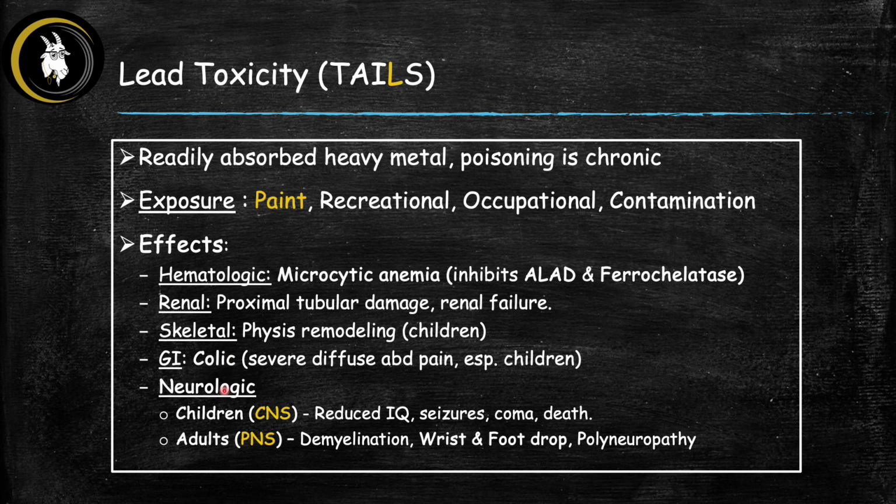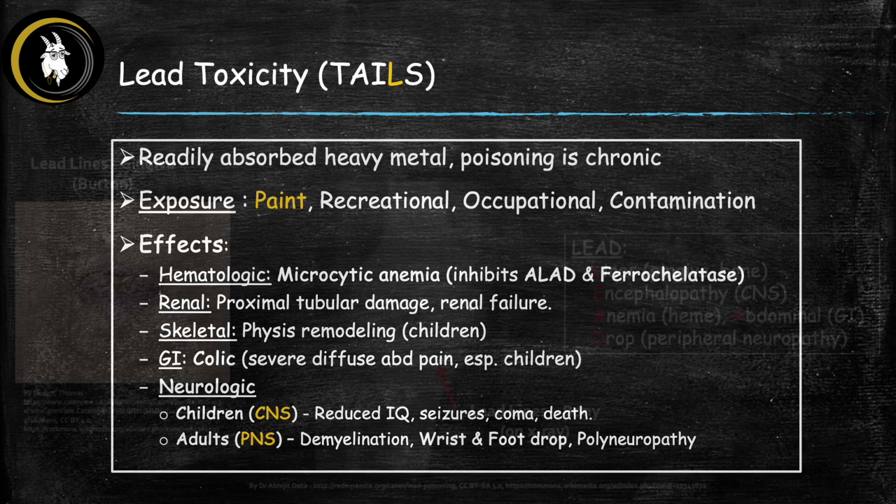And then finally, the most devastating one is neurologic. In children, it tends to affect more the central nervous system. It can cause reduced IQ, seizures, psychiatric conditions, coma, and death. In adults, it primarily affects the peripheral nervous system. It causes demyelination, and high yield for exams is wrist and foot drop, because these are commonly used muscles, as well as polyneuropathy. So again, very high yield for exams, wrist and foot drop should make you think about lead toxicity, especially if the person has microcytic anemia.